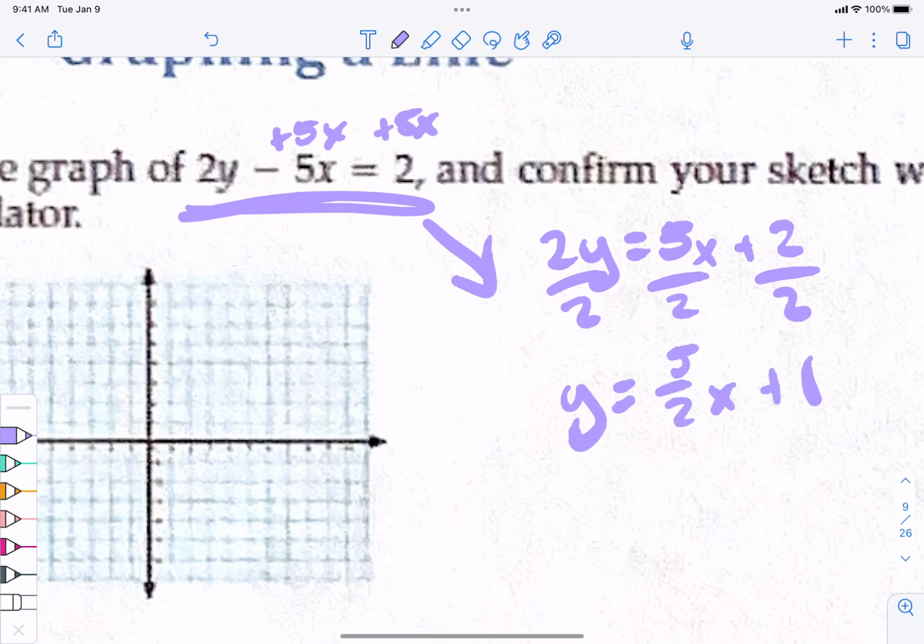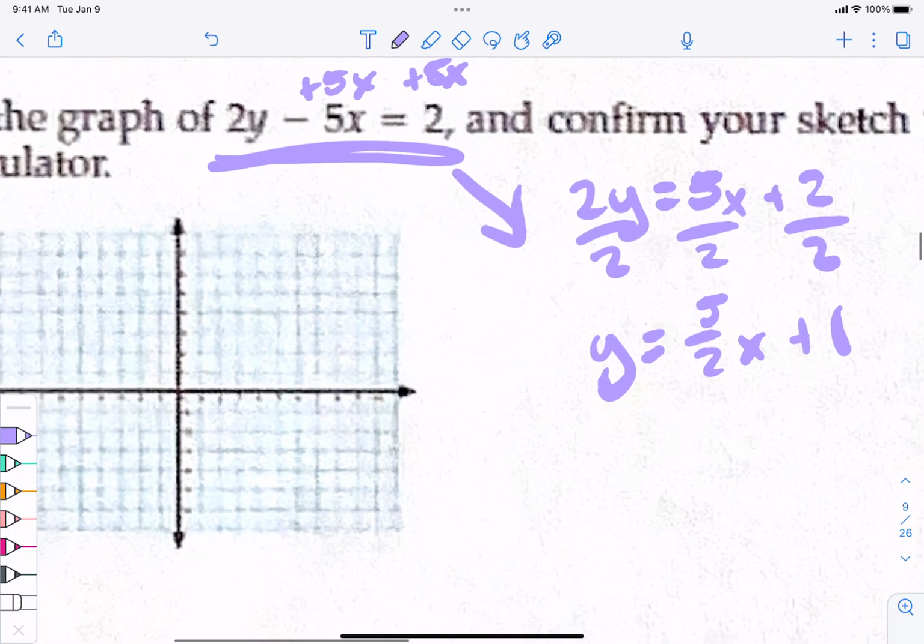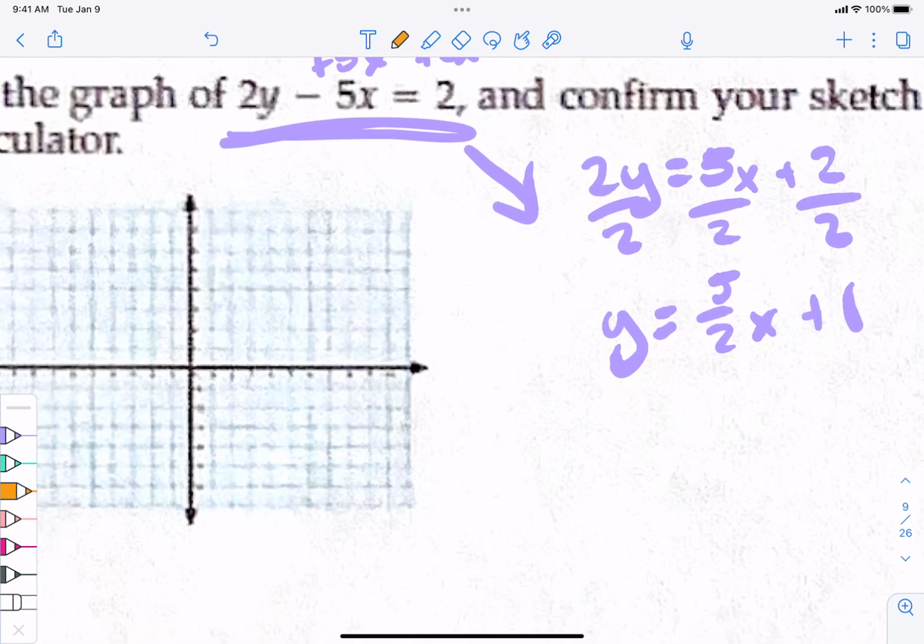Now, don't reduce that 5 over 2 to 2.5, right? Because it's a slope, and we want it to be listed as a fraction. Okay, so 5 over 2 x plus 1. So that means I start at 1, and I go up 5: 1, 2, 3, 4, 5, and over 2. Or I go down 5, and to the left 2. And then I draw my line, okay?